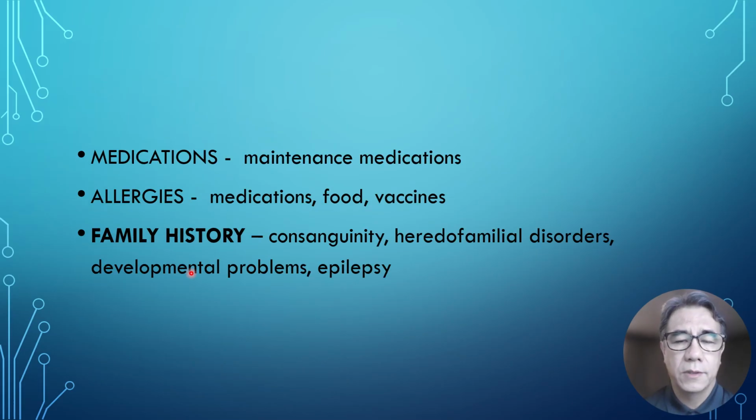The family history is important to determine, especially when it comes to patients who are suspected to have epilepsy, autism, other developmental disorders, some heredofamilial disorders, and do not be ashamed to inquire as to whether there is some level of consanguinity as far as the parents are concerned. This is relatively common in other cultures, no?